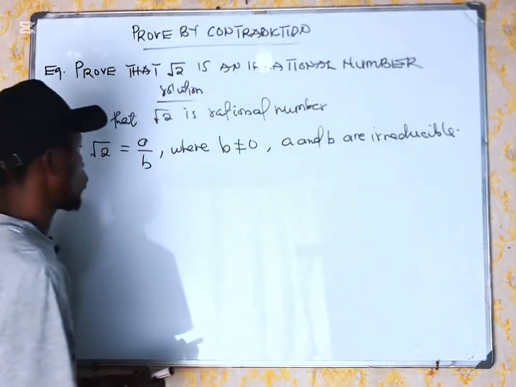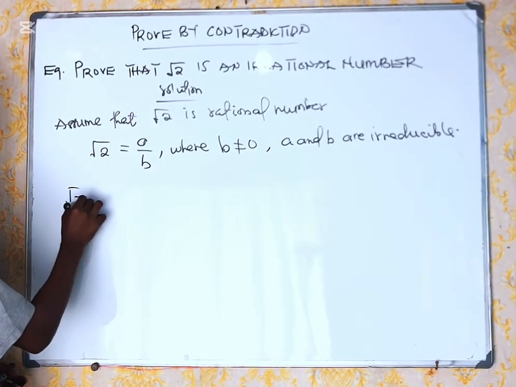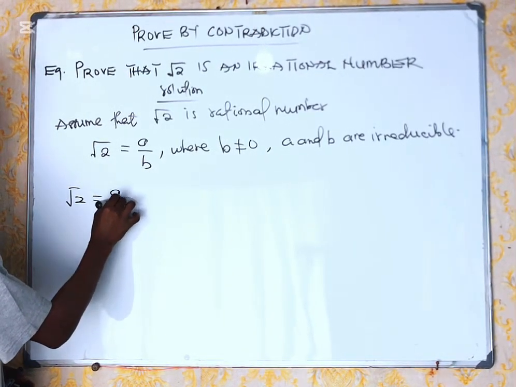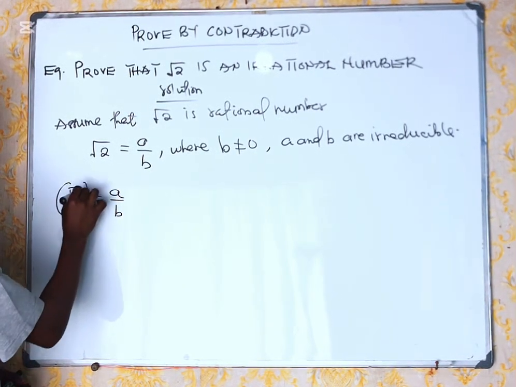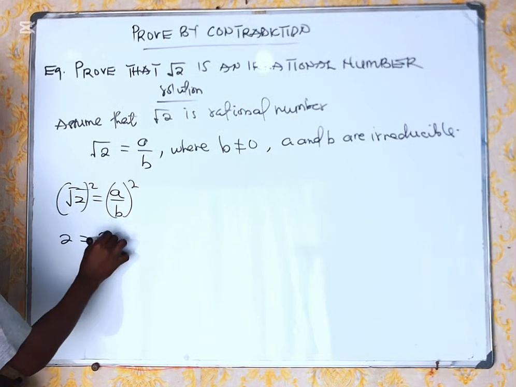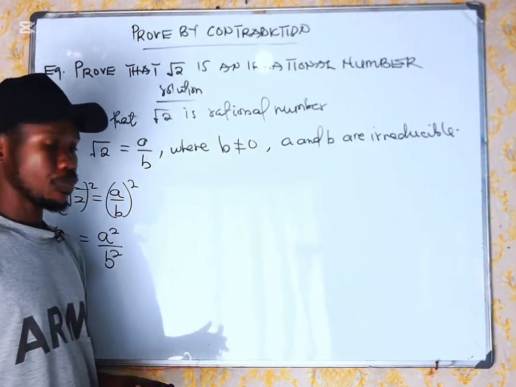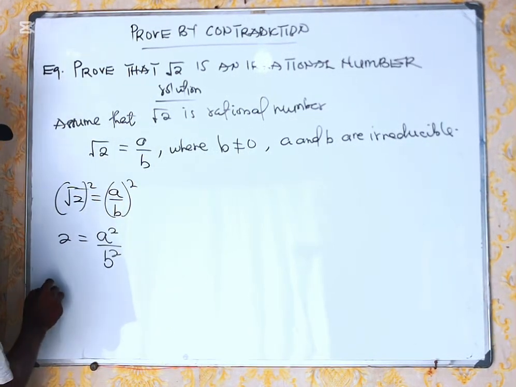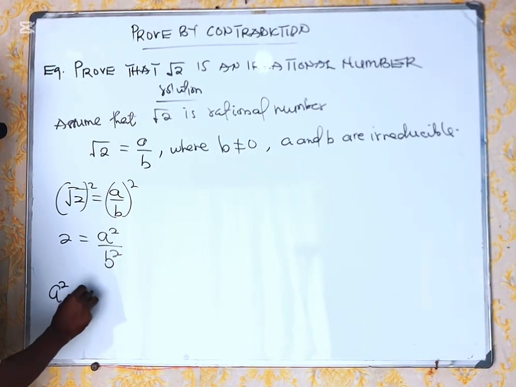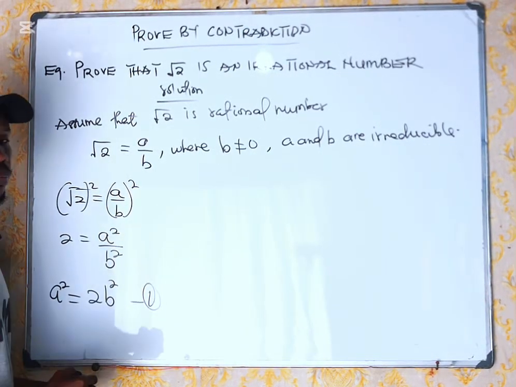So let's move on. Let's take this one. Root 2 equals a over b. Let me square both sides. This gives you 2 equals a squared over b squared. Now let me make a squared the subject. That gives me a squared equals 2b squared. Let me name this one equation 1.